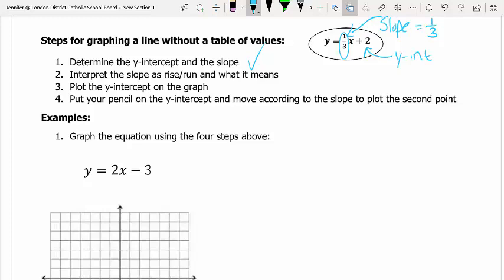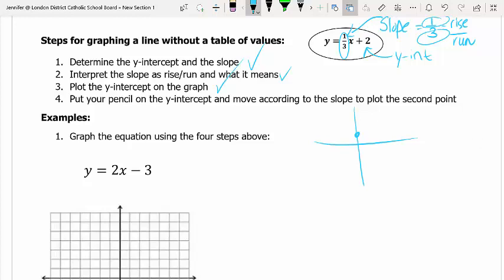So our slope is 1 over 3. Remember, our slope is rise over run. That means the rise value is 1 and the run value is 3. Then you would plot the y-intercept on the graph. Let's just make a quick little sketch here. The y-intercept is 2, so about there.